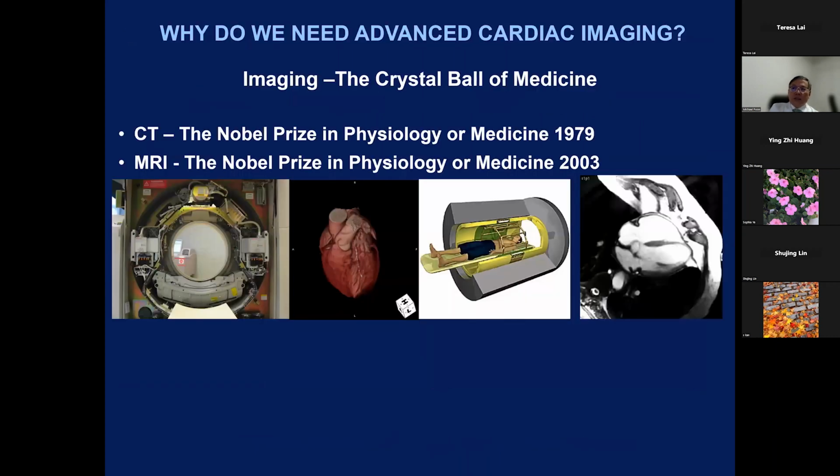Well, that's the reason we need advanced cardiac imaging, and I call it the crystal ball of medicine, the two most important imaging modalities in medicine. The CT scan won the Nobel Prize in physiology in 1979. MRI won the Nobel Prize in 2003. So that shows you that these technologies are very important and made a big difference in the history of medicine.